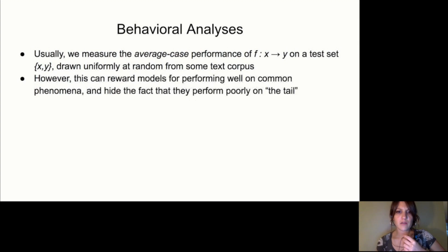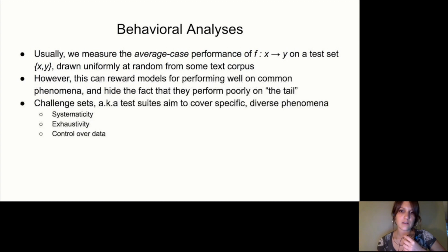So we want to make sure that we're able to reward models for performing well on these kinds of long tail phenomena, and also that we understand if our models are failing in systematic ways on these types of phenomena that might be interesting linguistically or in certain kinds of domains. And so the idea in behavioral analyses, or what are commonly called challenge sets, is that we can construct targeted test sets that are meant to highlight these phenomena, which might be infrequent in the training data and also in a randomly sampled test set.